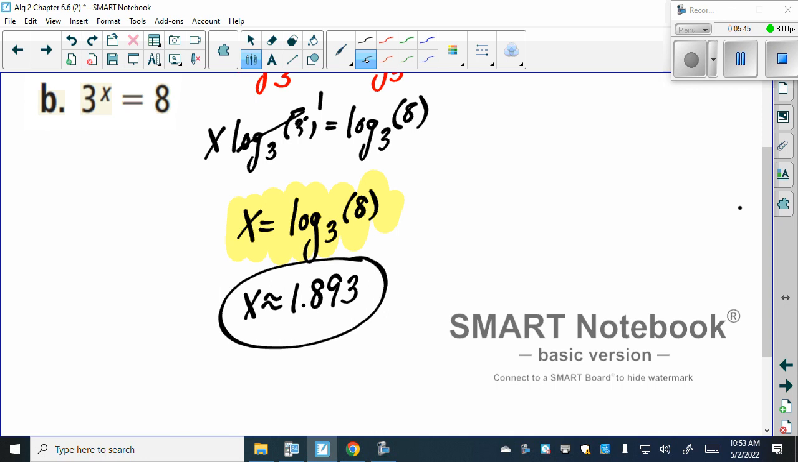Does that make sense? So, any questions on this here? Is this as bad as what it looked like?